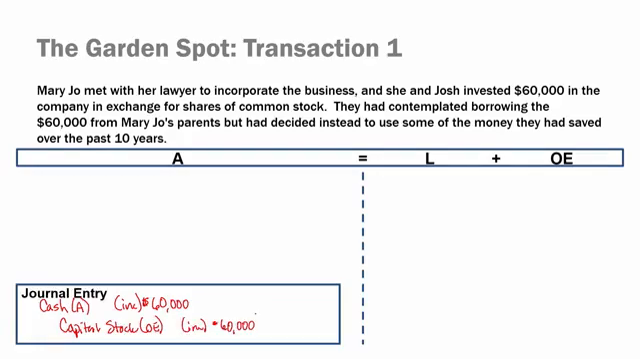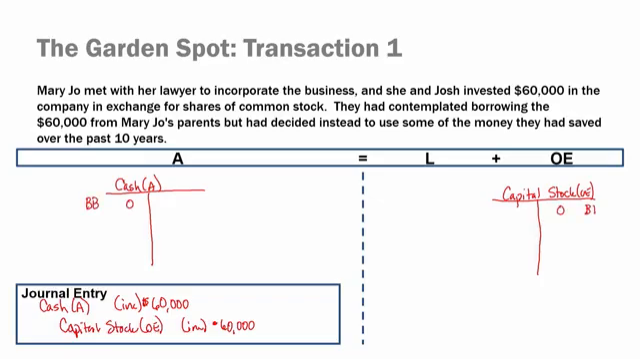Let's post these to the T accounts. We'll need a cash T account that I'll put here because it's on the asset side of our workspace. And we'll need a capital stock T account, which I'll put here in the owner's equity section of our workspace. Of course, we're just getting started, so these have no transactions that have hit them yet. So we have a beginning balance in each account of 0.